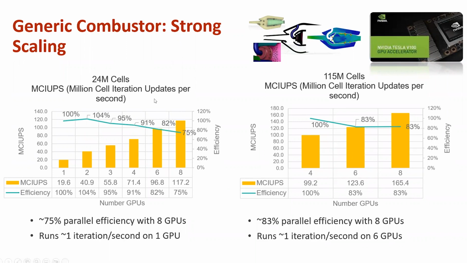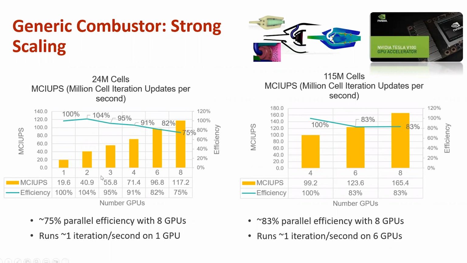Now, there are certain terms on this graph that I'd like to explain so as to not confuse you. But basically what we're doing is we're plotting the MCI UPS and efficiency against the number of GPUs. MCI UPS stands for million cell iteration updates per second. So when we say that one GPU gives you around 20 MCI UPS, what that basically means is that for a 20 million cell count mesh, it is going to take 1 second to run one iteration.